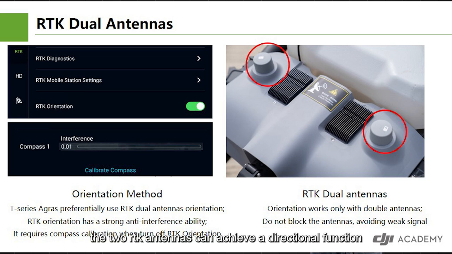The two RTK antennas can achieve a directional function, which is somewhat similar to the compass, to improve the flight accuracy of the drone and the ability to resist electromagnetic interference. If there is no RTK orientation function, the drone can only be oriented by the compass. So, if the RTK orientation is turned off, be sure to calibrate the compass.